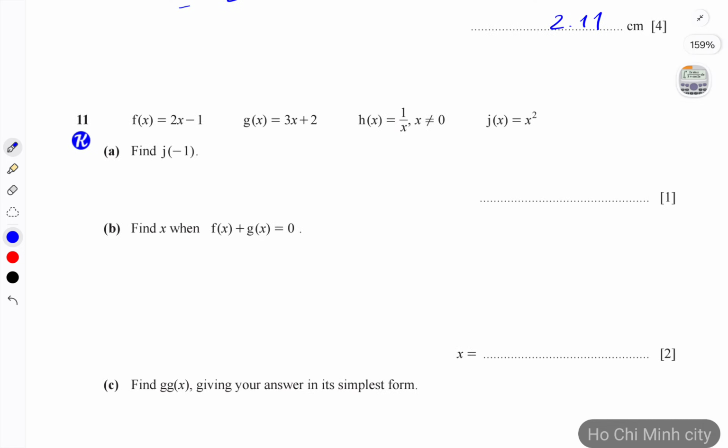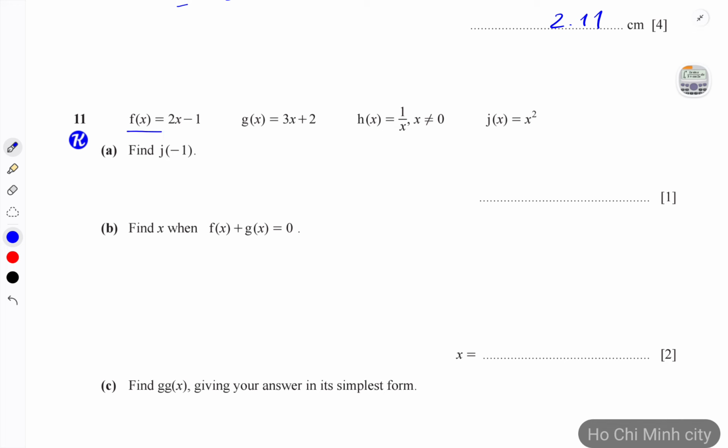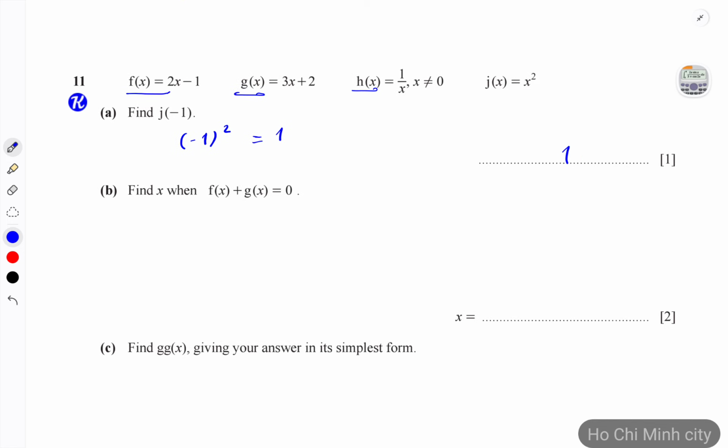All right, number 11. We have four functions, f of x, g of x, h of x, and j of x. So we need to find out the value of j of x when x is equal to -1. So simply input the value of x, and we have -1 squared, and that is 1. The next one is part B, find x when the sum of f of x and g of x is 0. So we have 2x minus 1 plus 3x plus 2 is 0. So 5x plus 1 is 0, and we have 5x is -1 and x is -1/5.